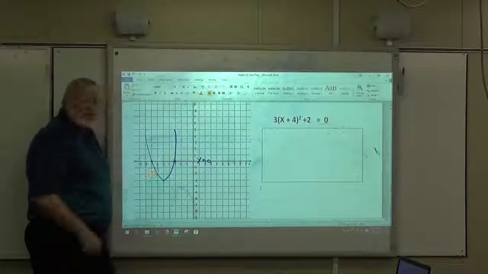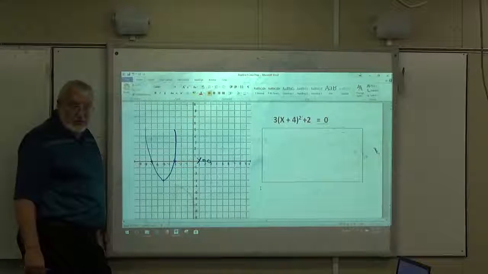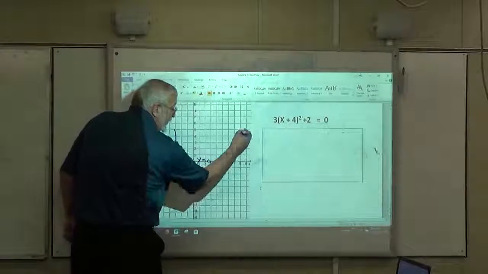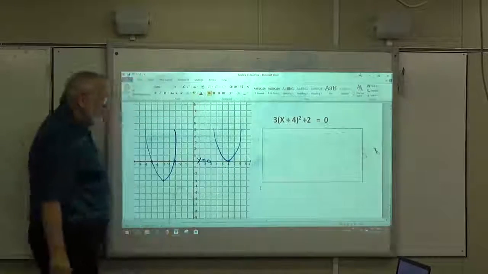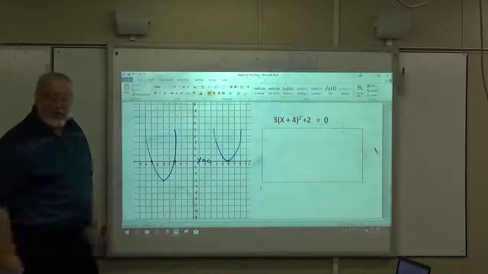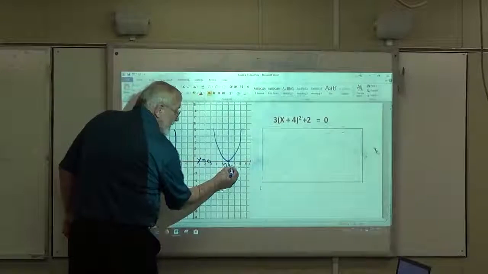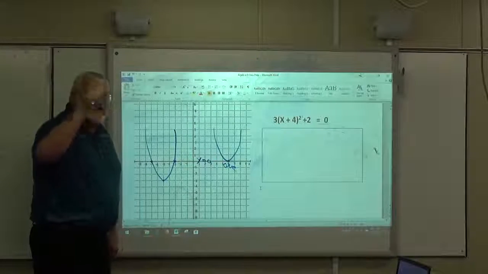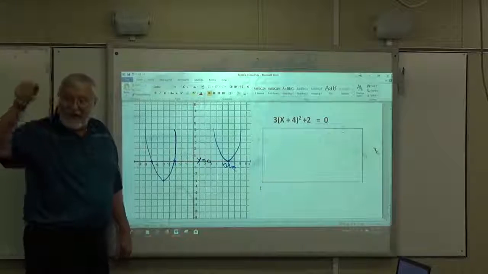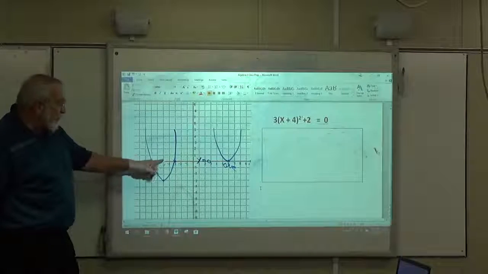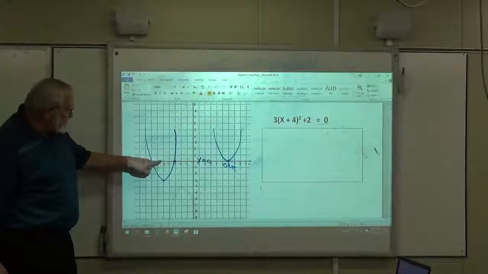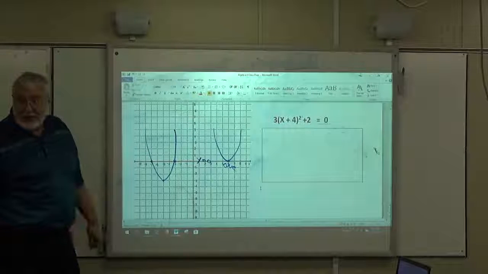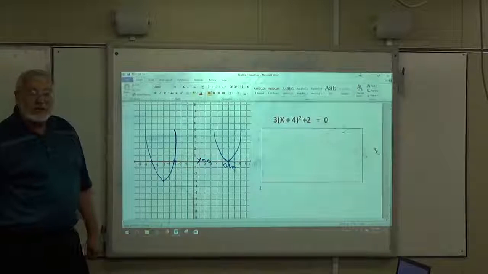All right, so how many solutions are there? 2. Everybody agree? Okay, suppose that I had this. How many solutions is here? 1. And that means that the discriminant is 0, so that it's negative b plus 0, negative b minus 0. This one has a positive value, so that it's basically negative 5 plus some number, negative 5 minus some number. Okay? What will the imaginary one look like?